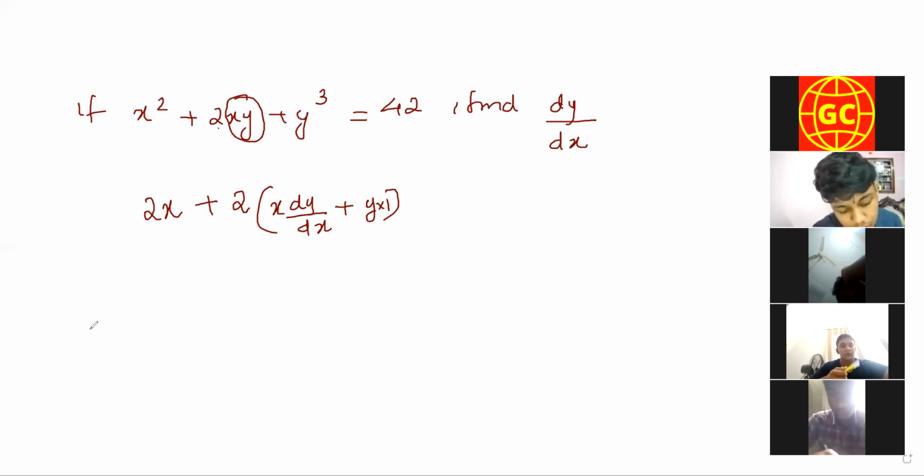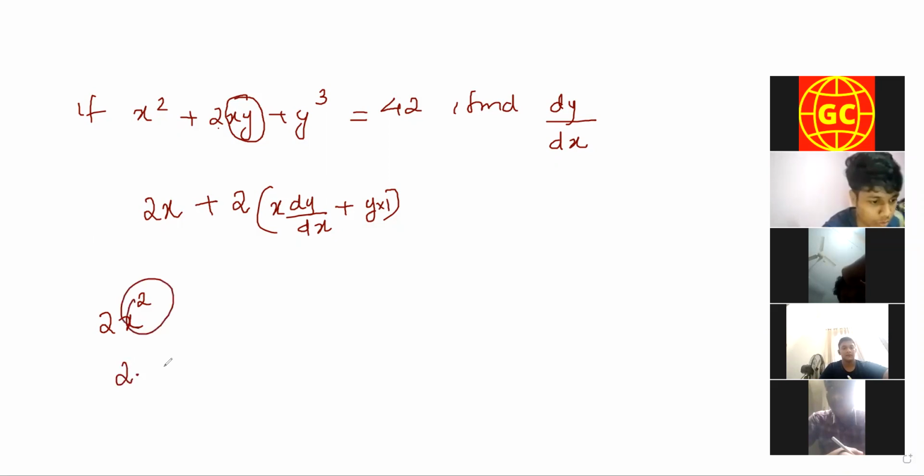See, in the previous questions and all, if you are having 2x square, how did we do? How did we do if we take the derivative? We took 2 here, then we took the derivative of x square, that is 2x. This is how we did now.